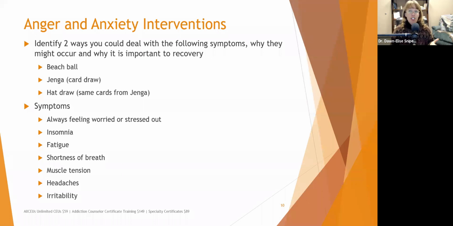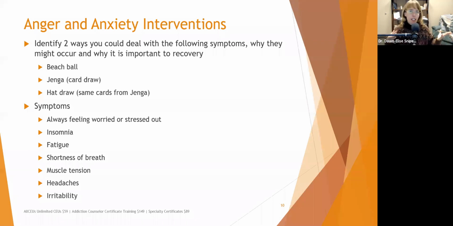You can do Jenga when you have 3 to 4 different colors of Jenga blocks making your Jenga tower, and whatever color block they pull, they've got to pick from that stack of cards. And each stack has a different symptom on it. Or a hat draw. Sometimes you just have them draw a card and it will have a symptom on it, and then they've got to identify the associated information.